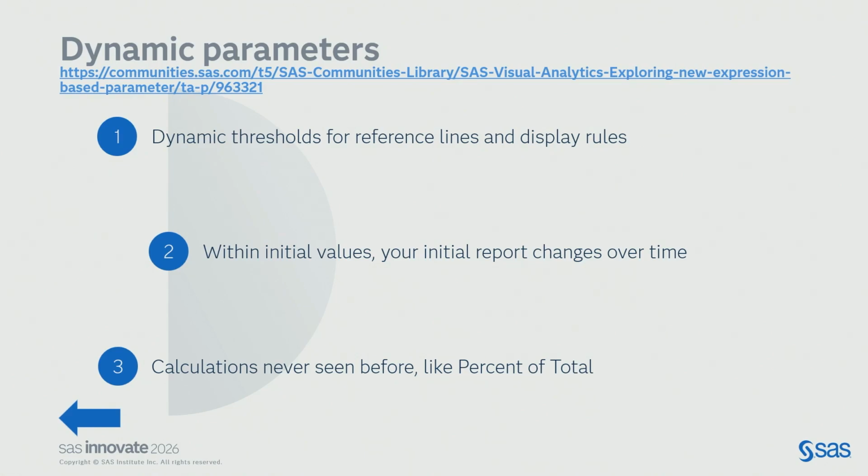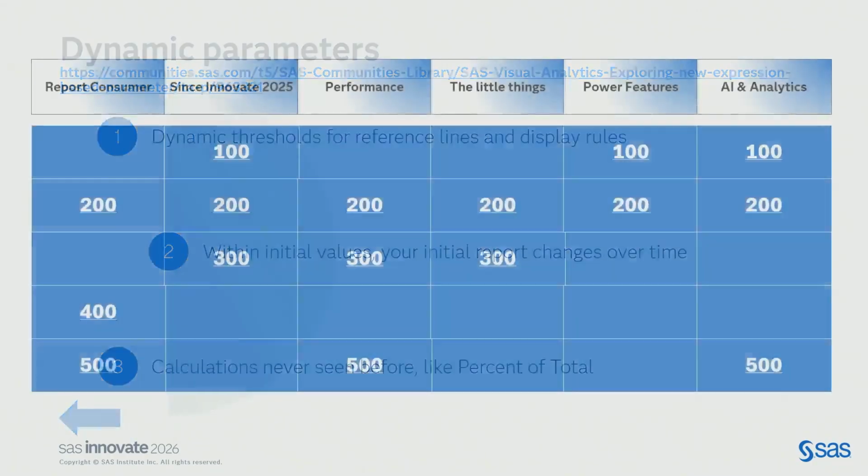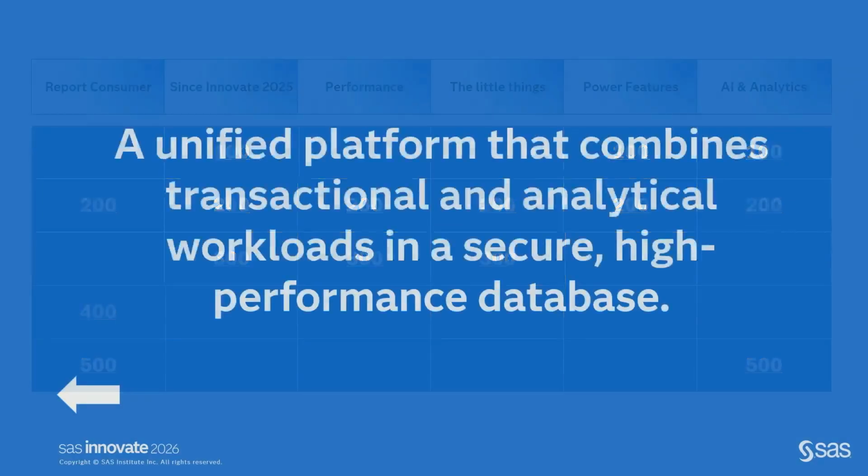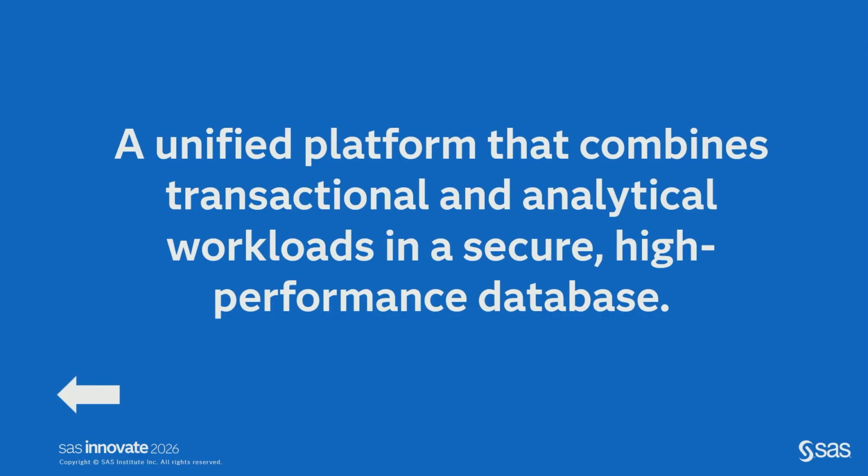I think we have time for a couple more. Sir, you are up. Oh, hang on one second for me. I will take performance for 500. Performance for 500. A unified platform that combines transactional and analytical workloads in a secure, high-performance database. Now, this one you may know. This one you heard about on the big stage demo this morning, as a hint.